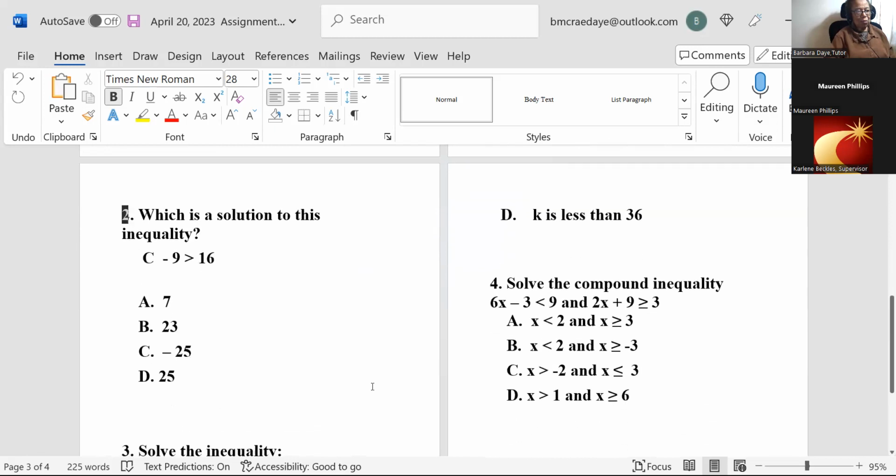Now, Maureen, which is a solution to this inequality? C minus 9 greater than 16. So what do you do here?